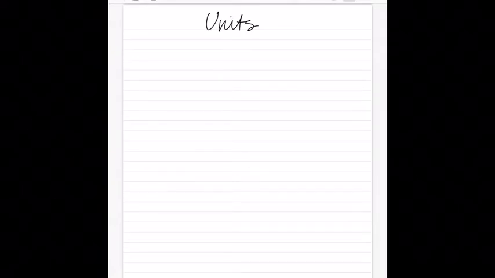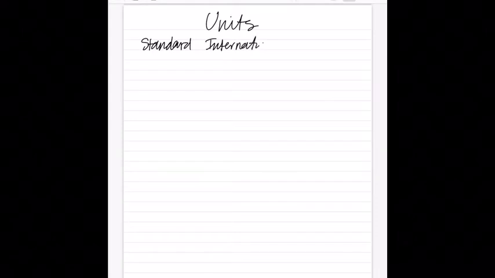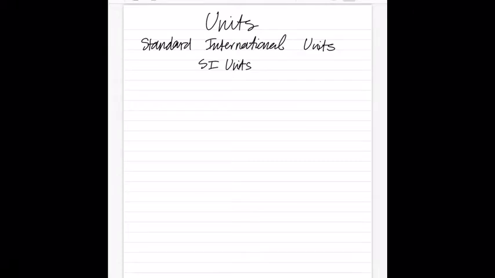So what happens is, in the science community, research scientists, really science in general, there is a standard set of units that we use throughout the world. These are called standard international units, or you could call them SI units. And there are 7 of them, base units, that we're going to talk about.